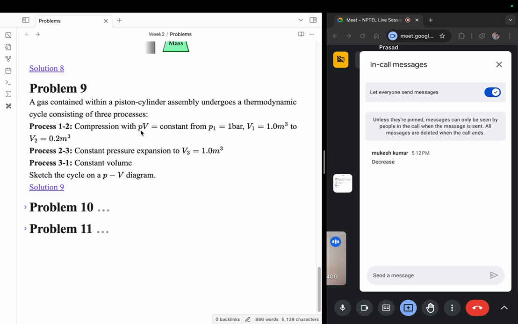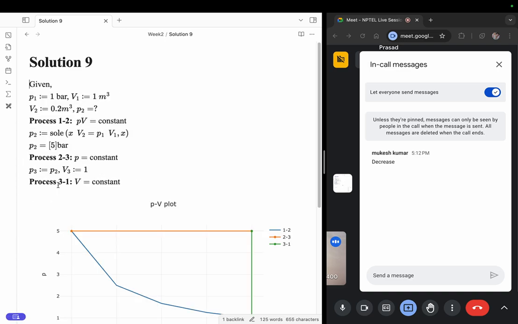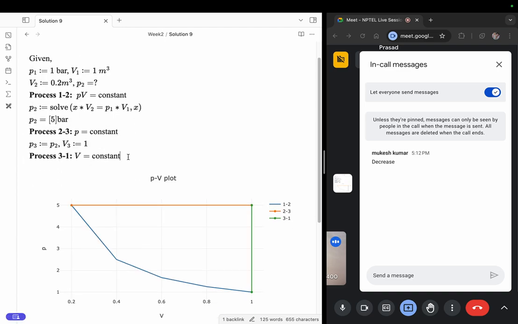So in this case you have P1 V1 equal to P2 V2, you have only one unknown, P2, and you have all these three known, so you can directly solve and get the value of P2. Second scenario, you know P2 and V2, and it is a constant pressure process, so P3 equals P2, and then you can directly calculate. V3 is also given, so you should be able to do that.